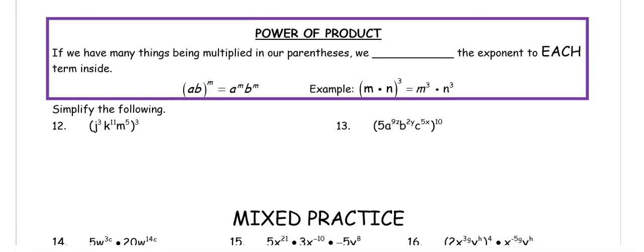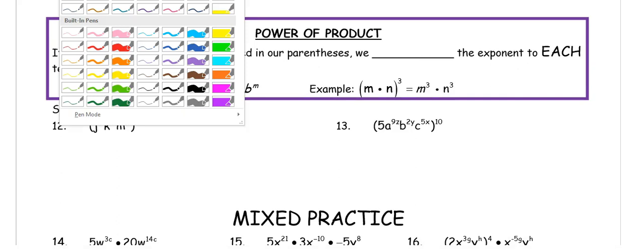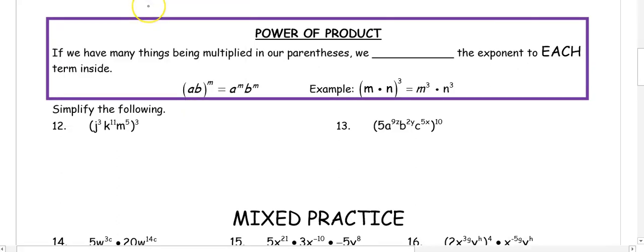Now this exponent rule, the next exponent rule, is just saying what happens when there's multiple things in our parentheses. So if you have many things being multiplied in the parentheses, we're going to multiply the exponent to each of the terms inside. So for example, a and b would both get that exponent multiplied with them. M and N would also get the exponents with them.